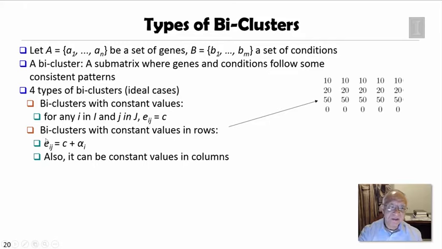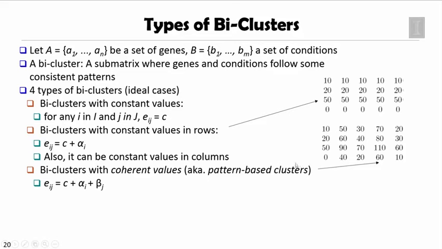The second case is the bicluster with constant value in rows. That means each row in this bicluster has a constant value. The third one could be the bicluster with coherent values. That means they have a certain pattern. This is also known as pattern-based clusters. For example, you may observe some relation like if you increase by 10, everything is just like a copy. And here you increase by 30, every row is like a copy. You decrease by 50, every row also looks like a copy.